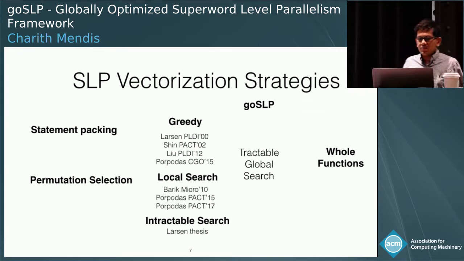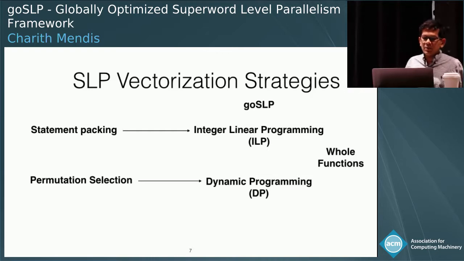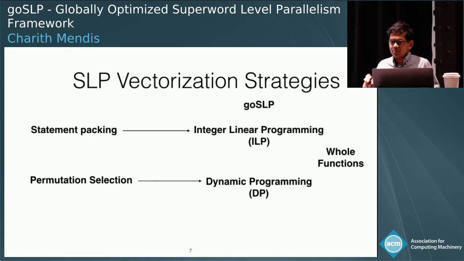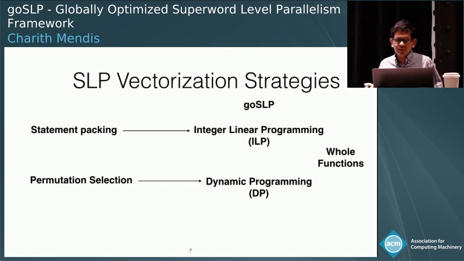More concretely, we reduce the statement packing problem into an integer linear programming problem and then use the capabilities of an off-the-shelf ILP solver to give us the most profitable packing opportunity. Once all packs are fixed, we reduce the permutation selection problem into a dynamic programming problem and then use a custom DP algorithm to search for the most profitable ordering of statements within a vector pack such that emission of vector permutation instructions is minimized.